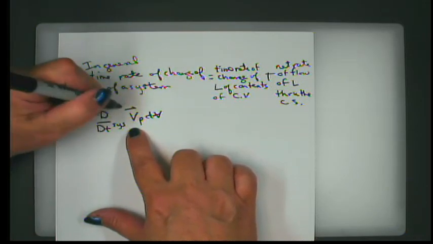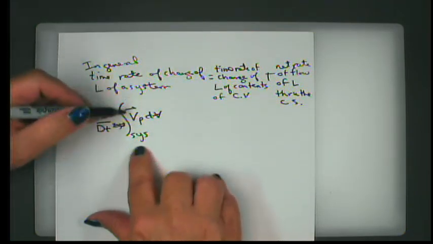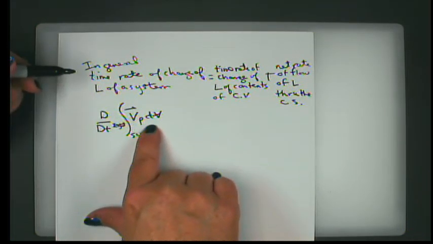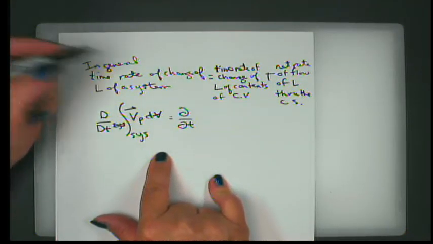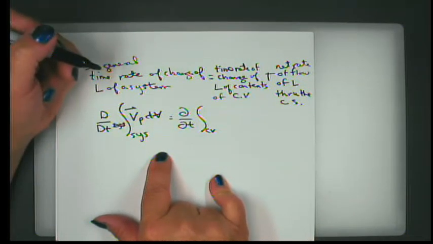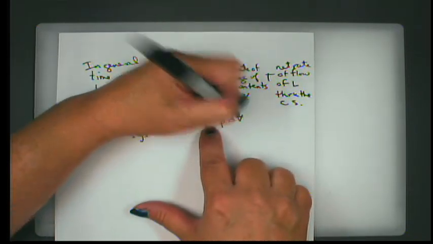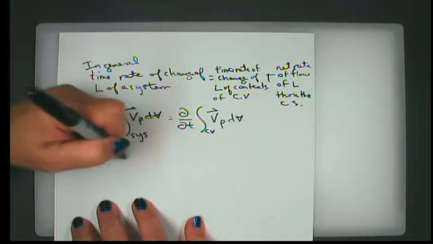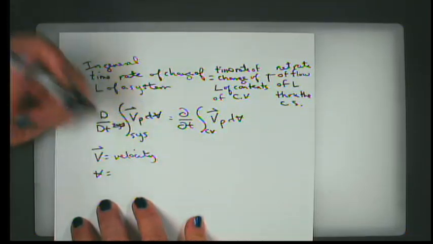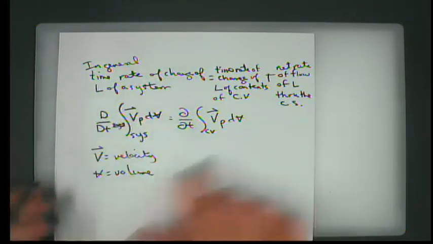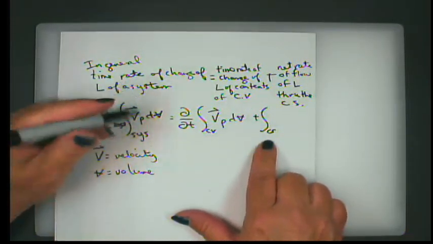the material derivative, I should put system down here, of the integral over the system of velocity times density times the differential volume is equal to the partial derivative with respect to time in the control volume of velocity rho dV. Remember, we have to distinguish. I'm going to write this down here just in case. V vector is velocity. V slash is volume, right? Plus the stuff that's passing in and out of the control surface.